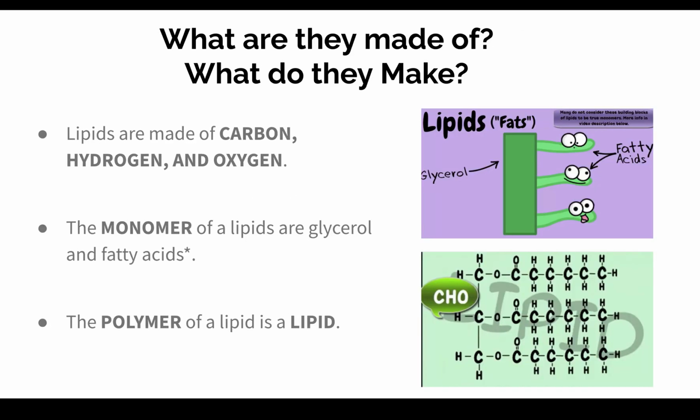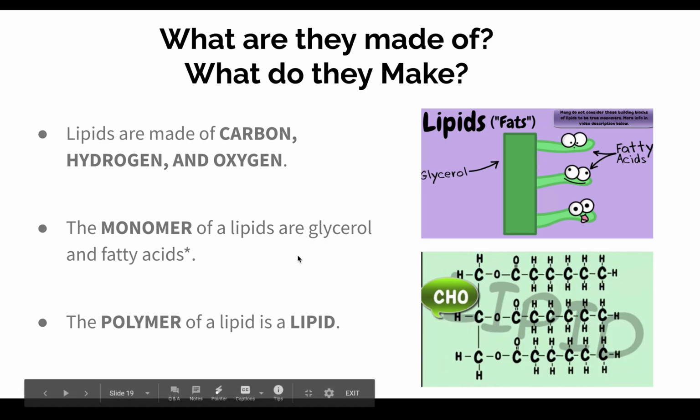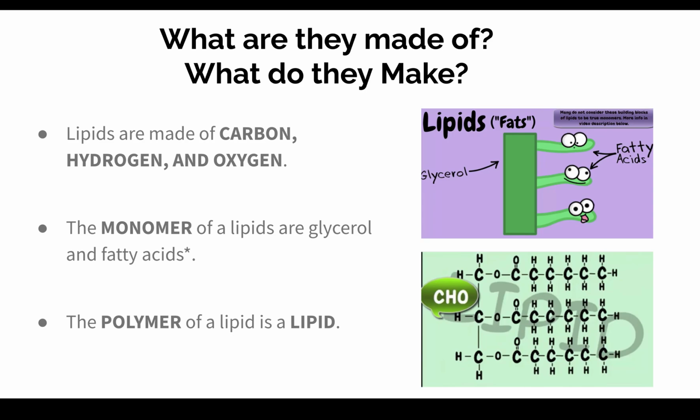Okay, so again, what do they make and what are they made of? Carbon, hydrogen, oxygen, more of CHOMPs. Okay, the monomer of lipids, there's really not a monomer. I know here it says glycerols and fatty acids. Notice the asterisks. There's really not a monomer of lipids. Lipids just kind of exist as lipids for the most part. Okay, so just kind of ignore that. The big idea to know with lipids is that a lipid is a fat, okay, and it's a chain of a bunch of these glycerols and fatty acids that, when put all together, that makes a fat. Okay, so lipids, simply polymer is a lipid.